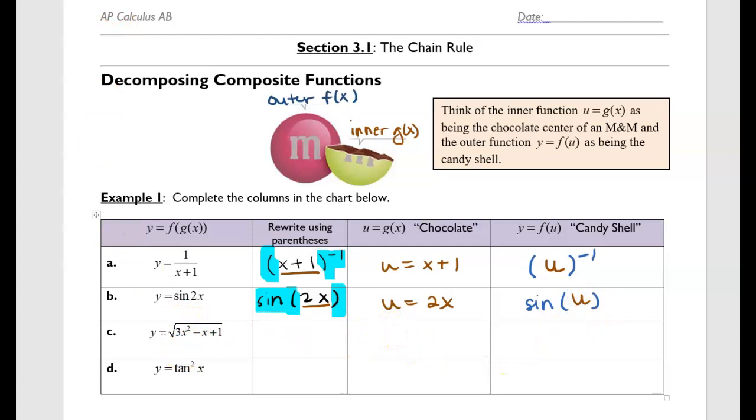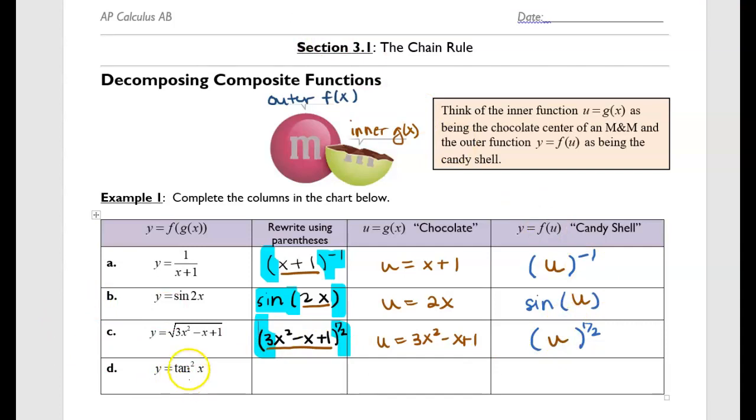Okay, next we have square root. We've practiced this one before. When we have square root of something, that is to the 1/2 power. And so my outer function here I can see is to the 1/2 power. That's my outside part. My inside part is the 3x squared minus x plus 1. So u equals 3x squared minus x plus 1. My outside part was to the 1/2 power, so it's something to the 1/2 power, and we'll replace that something with the u.